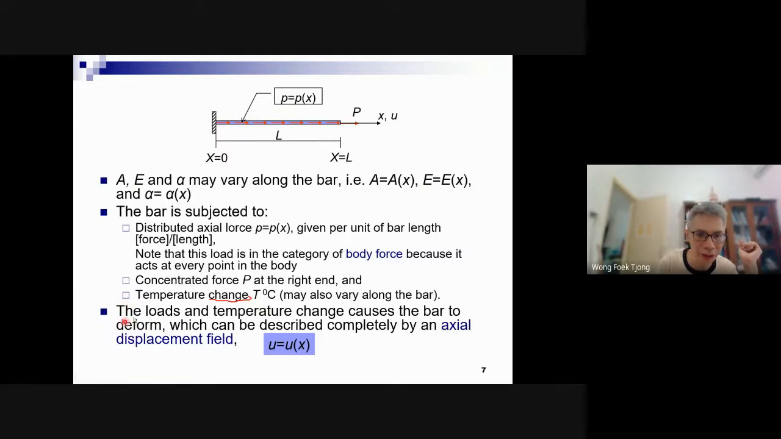Under these external actions, loads and temperature, what happened? The bar undergoes deformations, and we assume that here we only notice the axial deformations, not the bending deformations. We only consider the axial deformation, because if we consider bending deformation, we need another theory. That's beam theory. This is not a beam, but just axial deformation of the bar. That's the limitation of our model now.